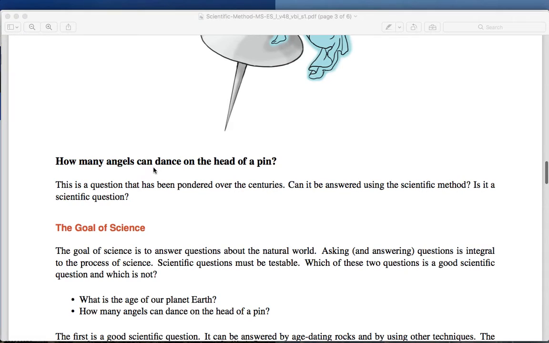How many angels can dance on the head of a pin? This is a question that has been pondered over the centuries. Can it be answered using the scientific method? Is it a scientific question?